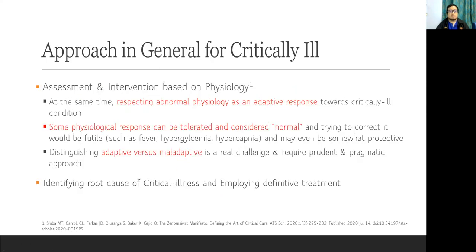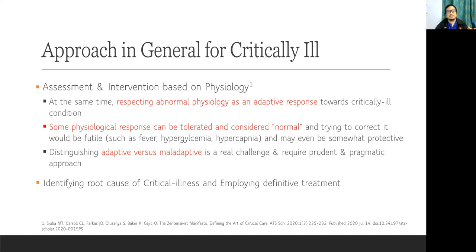So the general approach for critically ill is we should assess and intervene based on the physiology. We also look at the definitive diagnosis, but we mainly assess, intervene and correct the physiology while treating the definitive problem. At the same time, in this sick and critically ill patient, we have to respect abnormal physiology as an adaptive response towards the critically ill condition.